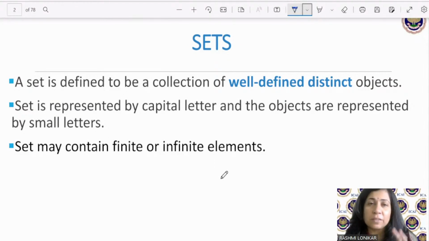Okay, the set in mathematics is represented by a capital letter, and all the elements inside that set are represented by small letters. Okay, that is the convention. You may have a set which may contain finite or infinite elements. Okay, so stars in the sky, that is infinite. But if I'm talking about even numbers less than 20, then that is a finite set.